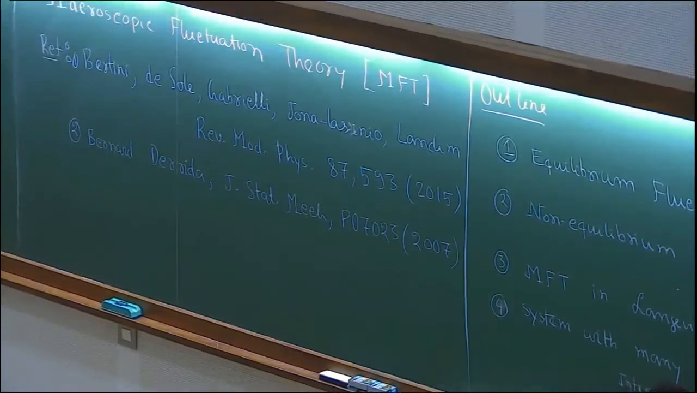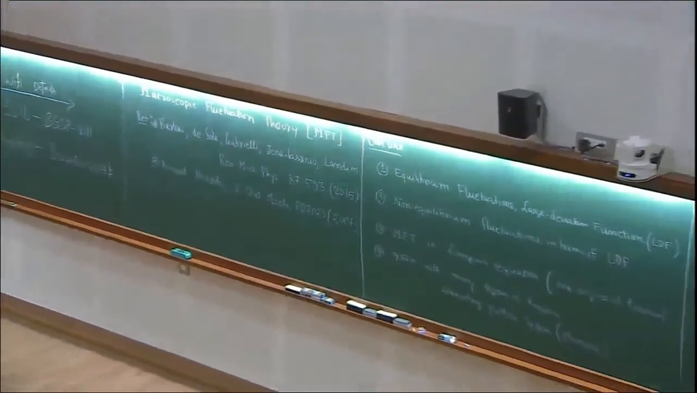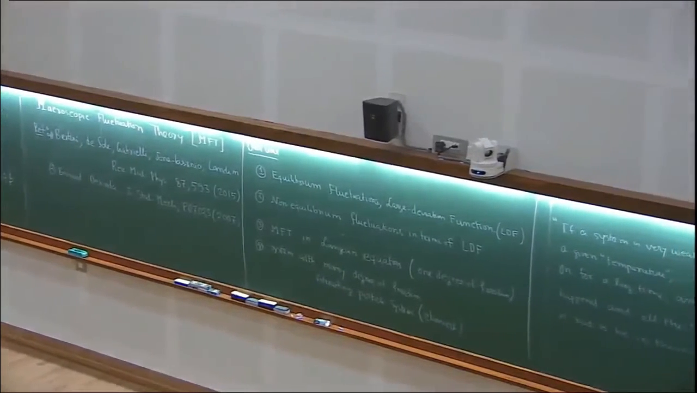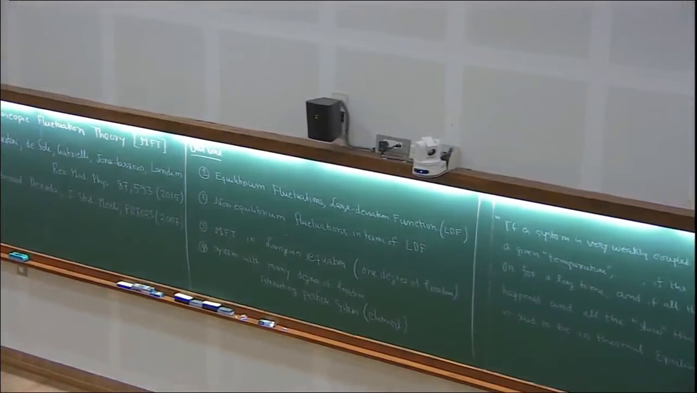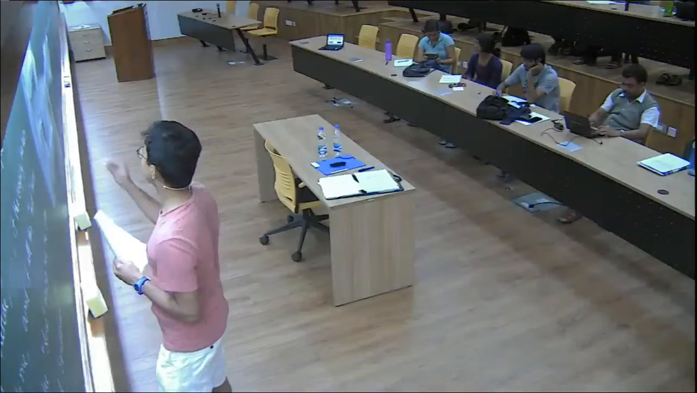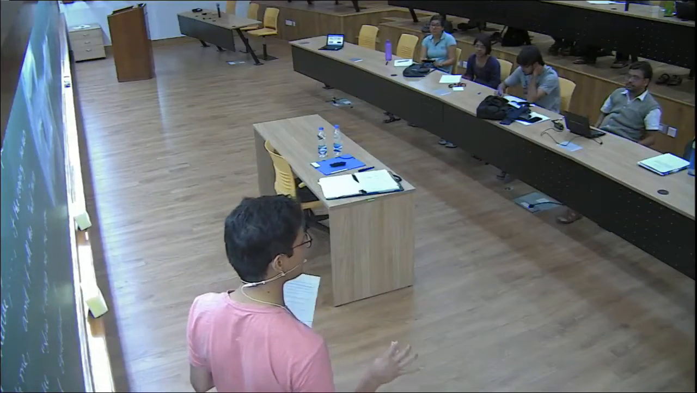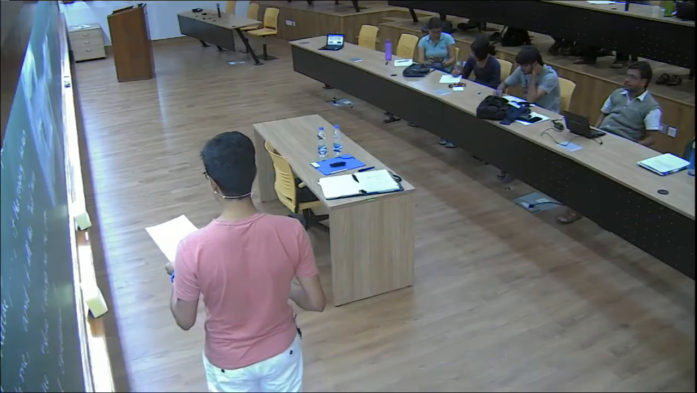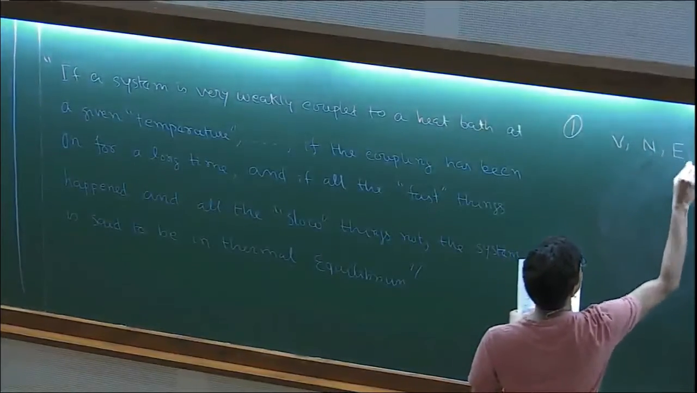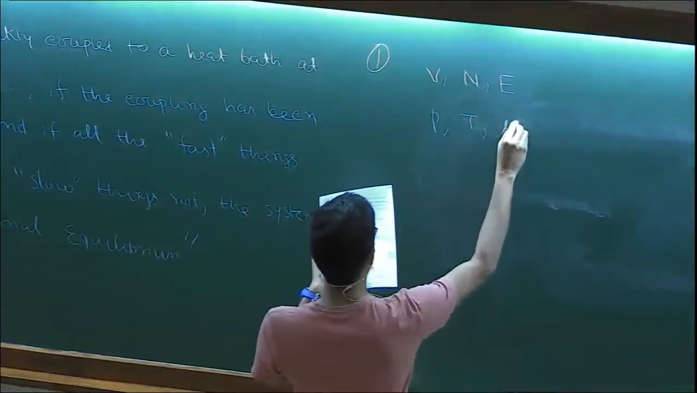Then the systems in equilibrium obey the principles of thermodynamics. What do I mean by that? I have a system with many degrees of freedom, which is usually the Avogadro number of degrees of freedom. And if I want to describe the macroscopic state of the system, then I will need a few relevant macroscopic state variables, which are just very few of those. There are extensive variables like volume, number of particles, and total energy. Then there are intensive variables like pressure, temperature, and chemical potential.